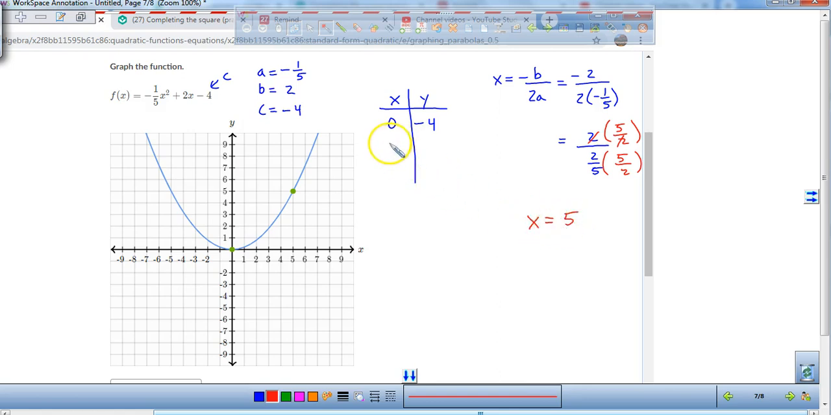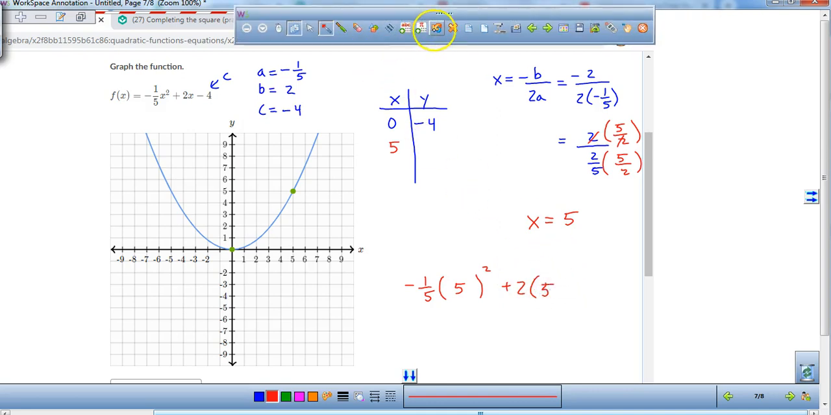So the next point I'm going to find is when x is 5. So here we go. I have negative 1/5. Instead of x squared, I'm going to open up a parentheses. I'm going to put 5 squared plus 2 times 5 minus 4.